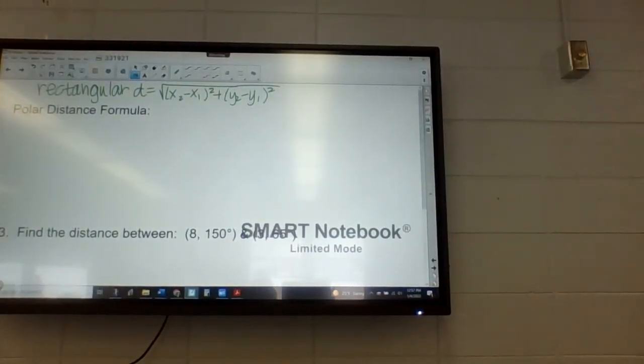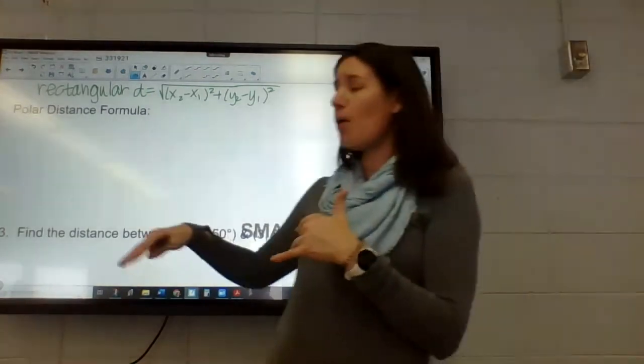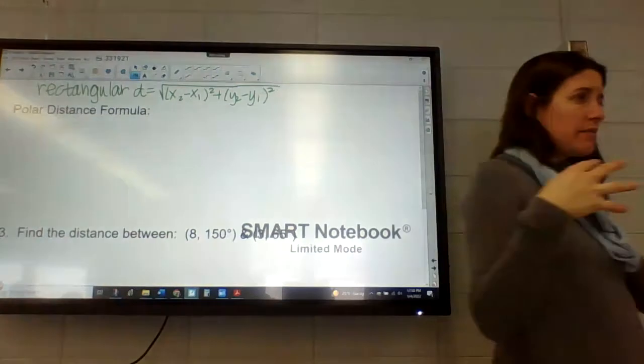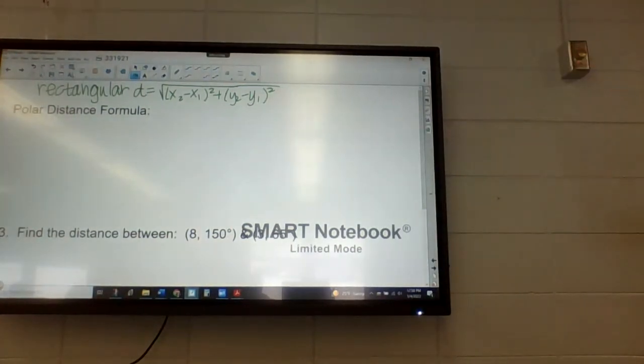Polar distance formula, I wanted to write it up there just so you guys remember what I was talking about with this. If I asked you to find the distance between 2 points, if they're rectangular, you would use the regular distance formula that you learned way back in pre-algebra. Polar distance formula is a different formula. If we're talking about polar coordinates, we can't use that formula. That formula only works when it's rectangular, normal x's and y's.